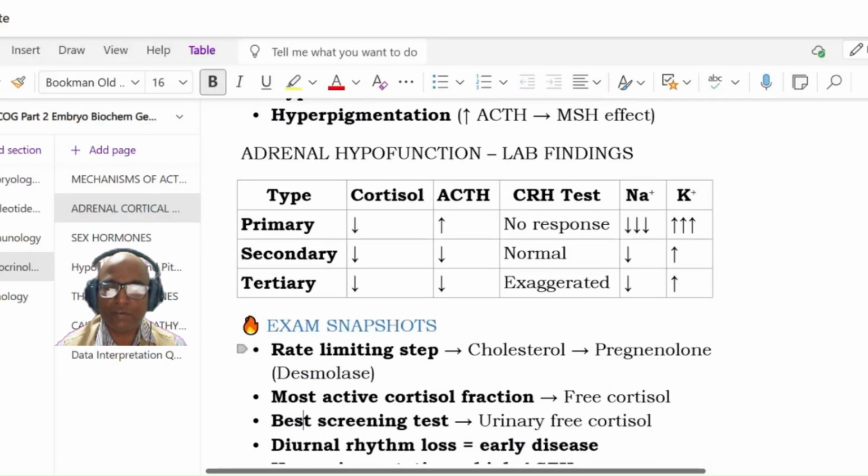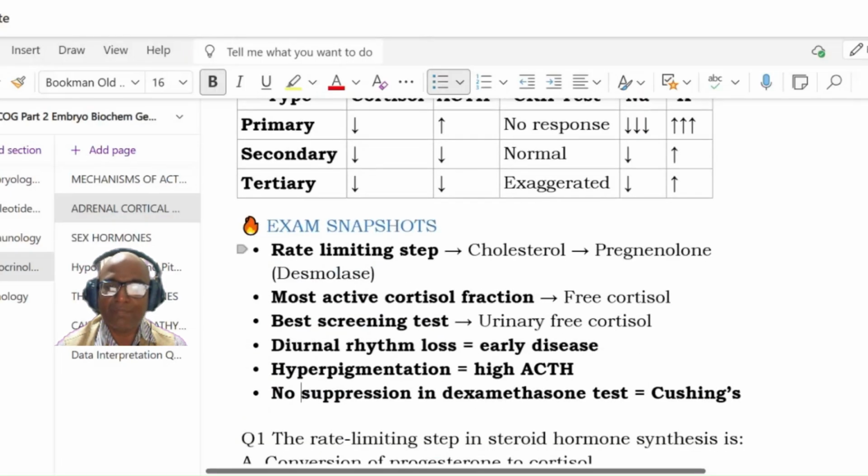So the take home message is that the rate limiting step is cholesterol to pregnenolone, and the enzyme responsible is desmolase. The most active cortisol fraction is the free cortisol. The best screening test is the urinary free cortisol. Diurnal rhythm is lost in early disease. Hyperpigmentation is because of high ACTH levels, and no suppression in the dexamethasone test is suggestive of Cushing. So that finishes today's topic of adrenal cortical hormones.